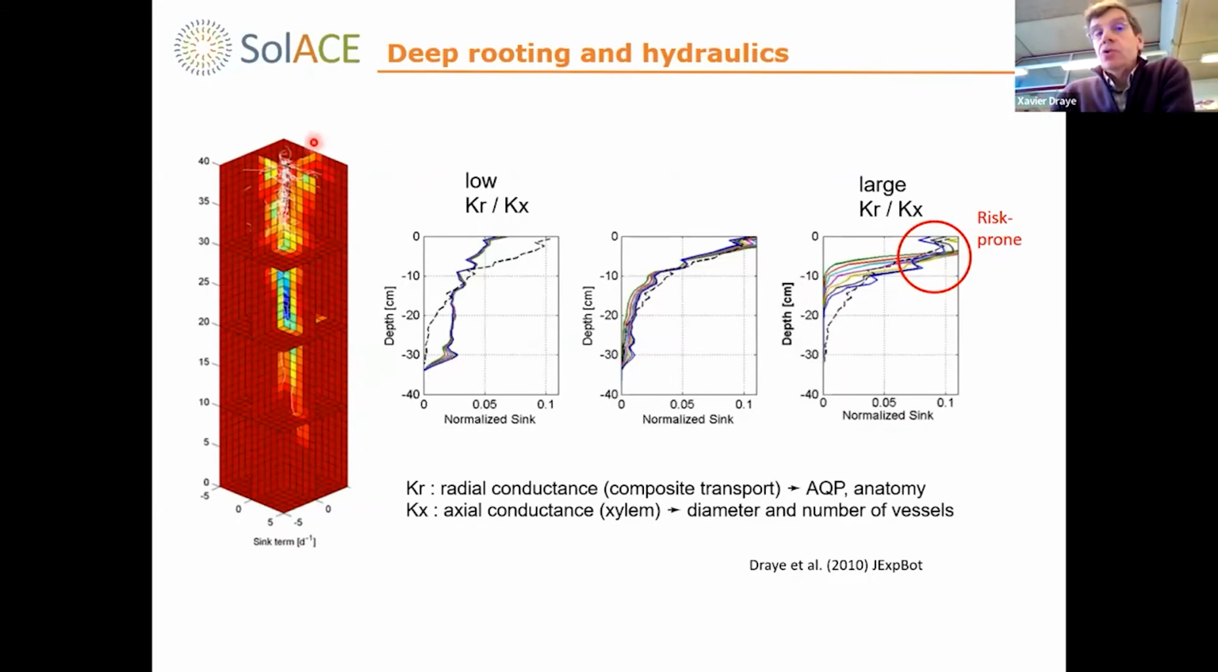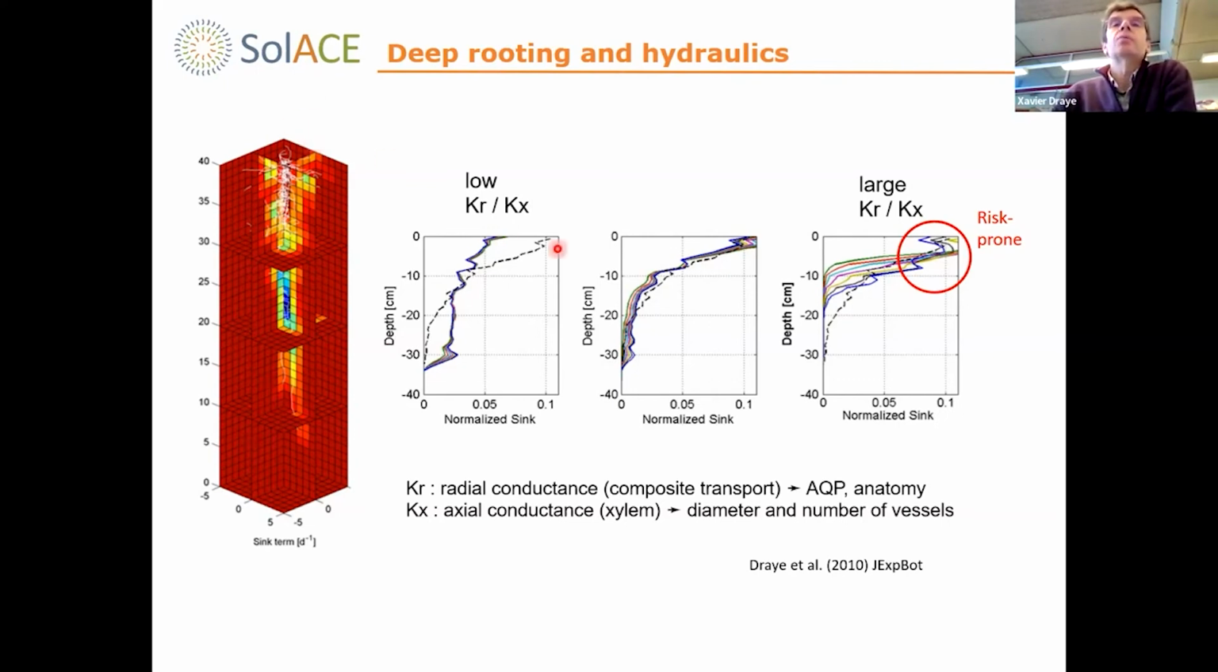We can also use these kinds of models to make predictions. One very useful prediction of this model in terms of deep rooting is that it's good to have roots deep because it gives access to the soil, but it doesn't suffice. You also need to have the right hydraulics.